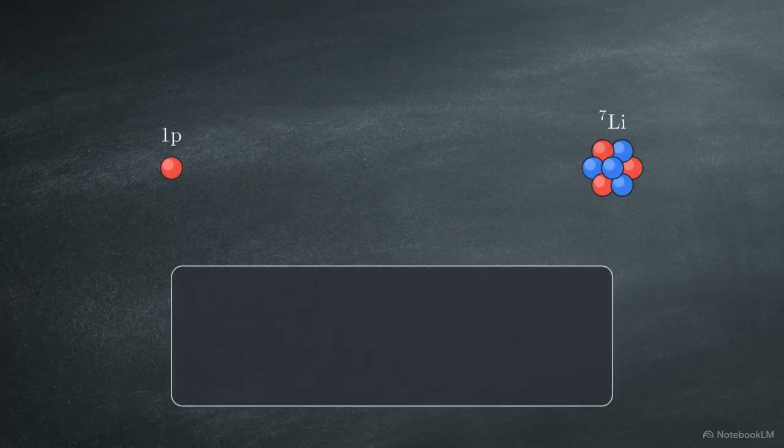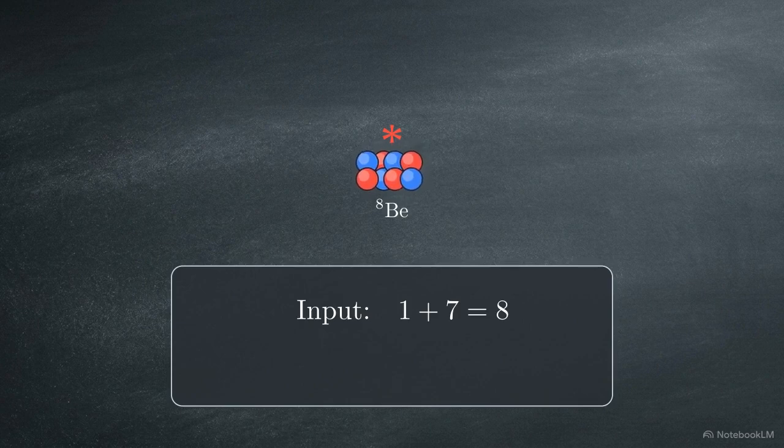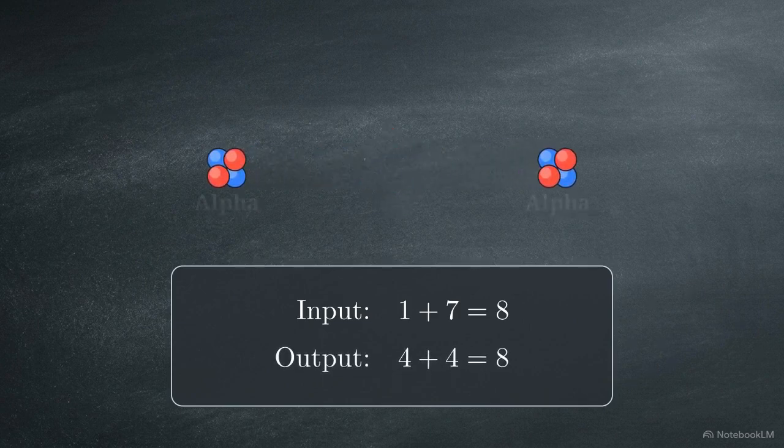In a p-alpha reaction, a proton strikes a lithium atom, forming an unstable intermediate state before dividing into two distinct alpha particles. The math confirms conservation. 1 plus 7 equals 8 input mass. The two alpha particles each equal 4, perfectly balancing the output.